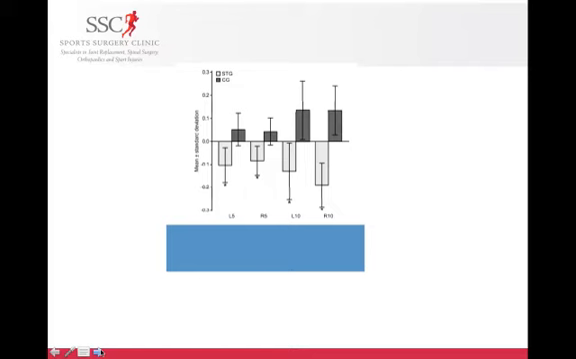So what does this study tell us? Well, look, in our view, in trying to design reproducible change of direction tests and apply 3D motion capture, this test would appear to be a valid test to use.